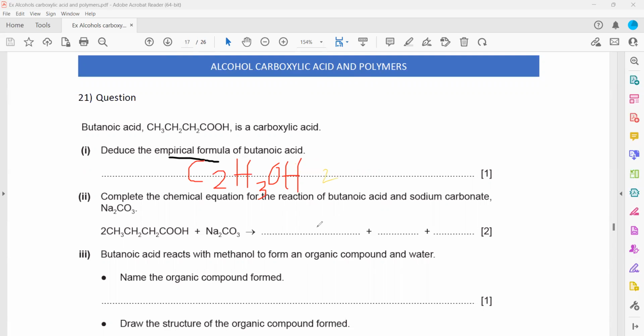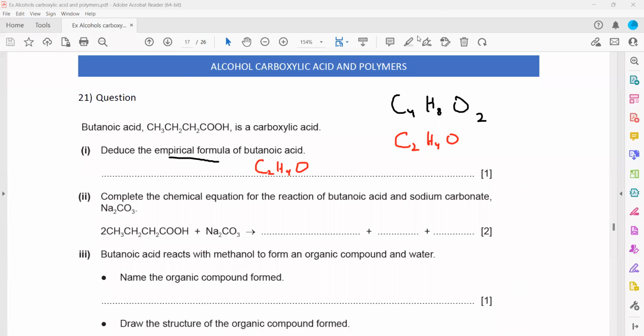When you count all of them, this will be C4. Like H 1, 2, 3, 4, C4. And how many hydrogens are there? That is 8, and O2. But when you take the simplest ratio between 4, 8 and 2, this will be C2H4O. So C2H4O.